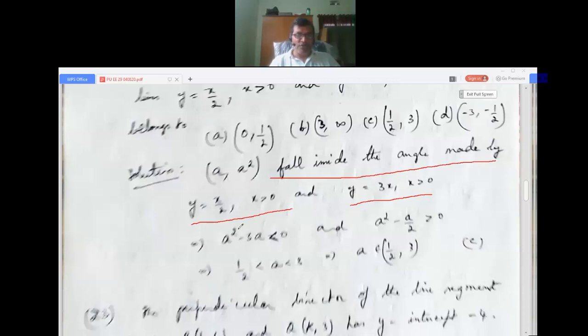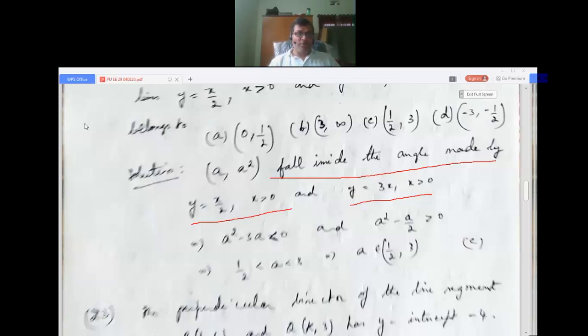From this you just find out. See, you can make out very clearly. A is common, so a minus 3, so a is less than 3. Here a is common, so a minus half, so a is greater than half. Half less than a less than 3, so a belongs to half comma 3. I hope you followed it.